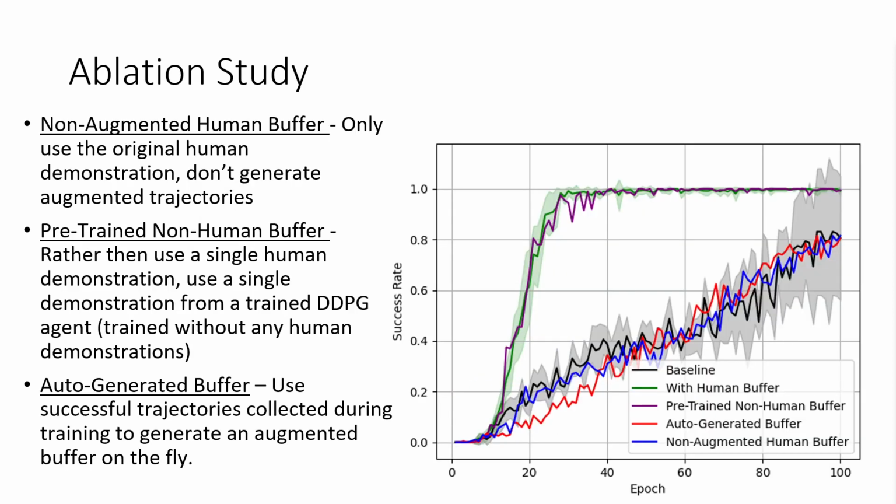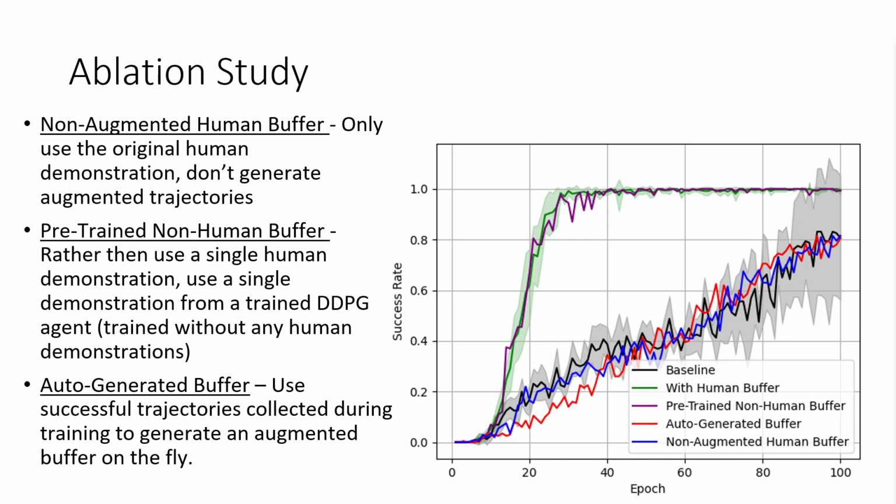Finally, we completed an ablation study on the pick-and-place task. Here, we tried to identify what parts of our method are key to the agent's success. First, we tried replacing the human demonstration with a demonstration from a previously trained agent. This led to similar results as using a human demo, so it appears that our algorithm can work with any successful demo. Since any successful demo seemed to work, we decided to try auto-generating the expert demonstrations during training.